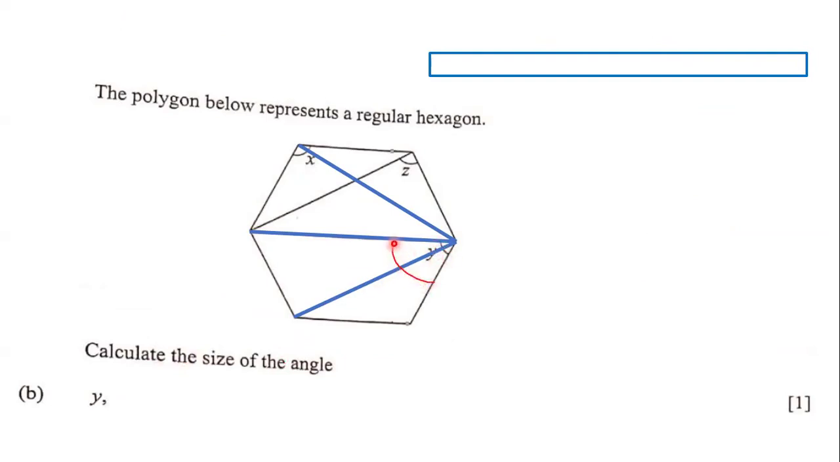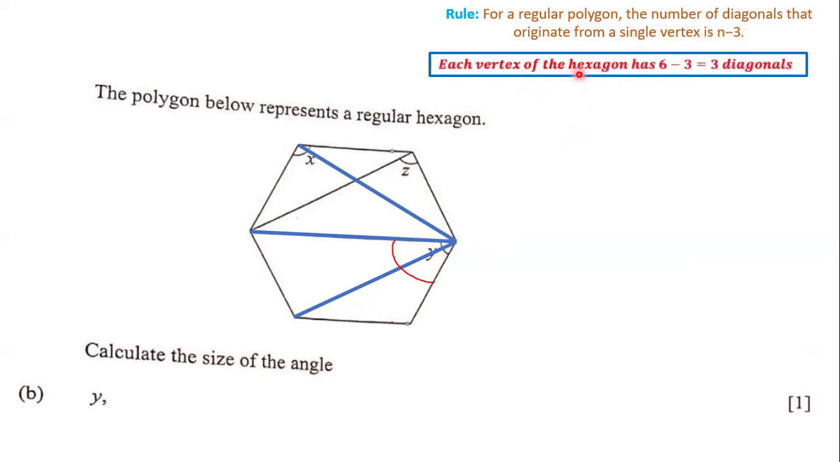Next, we have to determine the size of angle Y, and here is angle Y. In order to do this, we are going to use diagonals. The rule states that for a regular polygon, the number of diagonals that originate from a single vertex is n minus 3, where n is the number of sides. So to determine how many diagonals can come from one vertex of this regular hexagon, we use this formula, n minus 3.